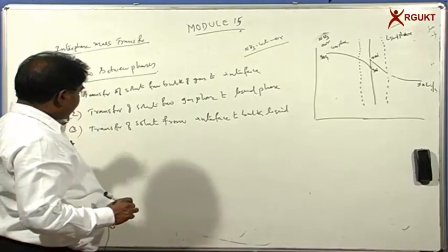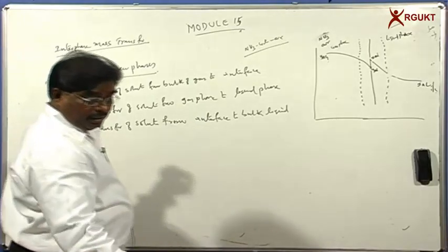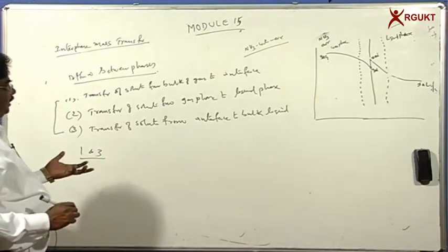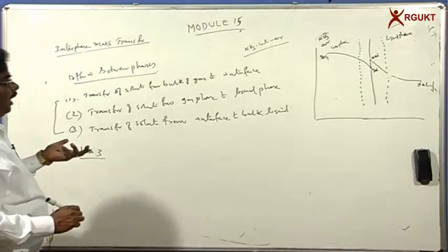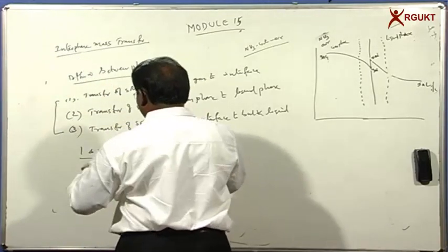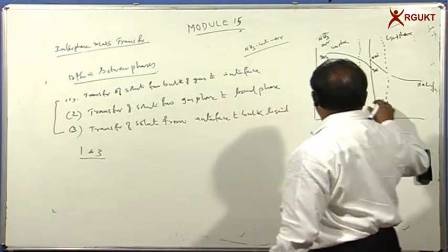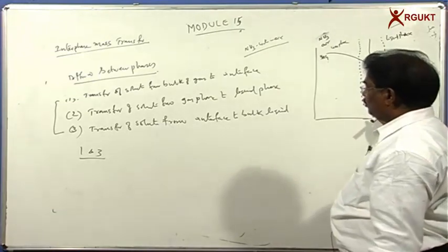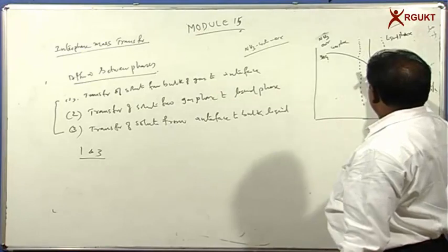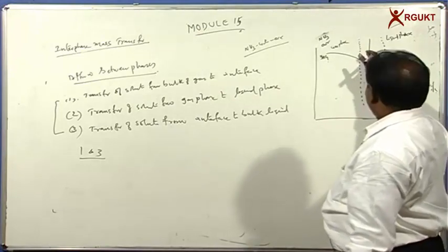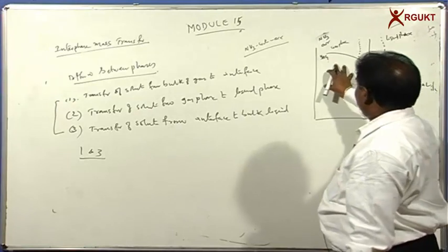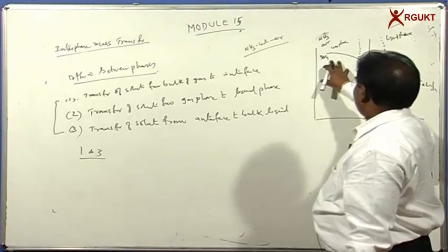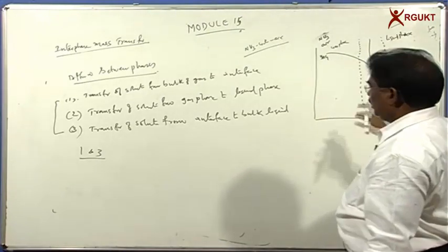So there will be three steps, and step 1 and step 3 may be increased or decreased by changing the Reynolds number. Suppose we can increase the rate of transfer by passing the liquid with a very, very high velocity. When you are passing the liquid with high velocity, your mass transfer coefficient will be very high. So there will be a large transfer of ammonia from the interface to the bulk liquid. Similarly, we can increase the velocity of the gas phase. So a large quantity of ammonia will be transferring from the bulk of the gas to the interface.